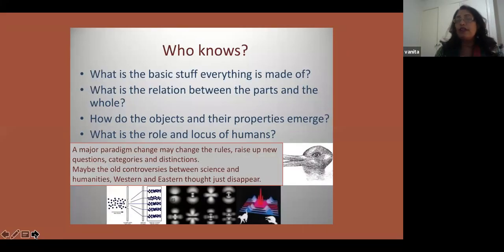Basic stuff: everything is made of what we call matter. What is the relation between the parts and the whole? How do the objects and the properties emerge? What is the role and locus of humans? A major paradigm change may change the rules and raise new questions, categories, and distinctions. So maybe the old controversies between science and humanities, Western and Eastern, just disappear.